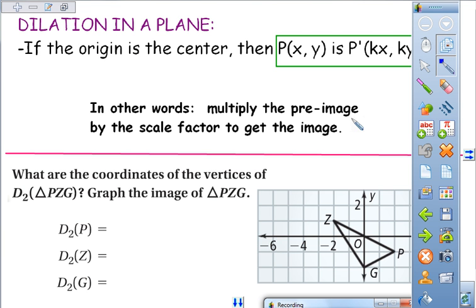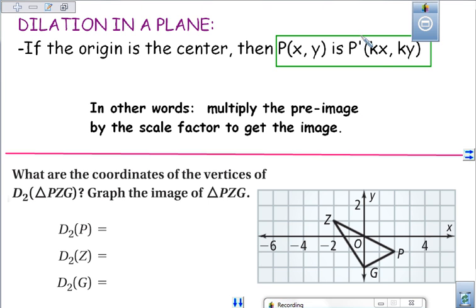Let's move our attention to the coordinate plane. If the origin is the center, then what we can do is just multiply our scale factor times our X and our Y coordinate. In other words, multiply the pre-image by the scale factor to get the image. So let's look at this example. What are the coordinates of the vertices? With a dilation of 2, graph the image.